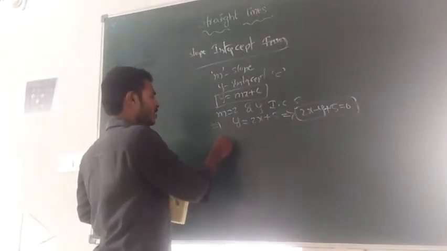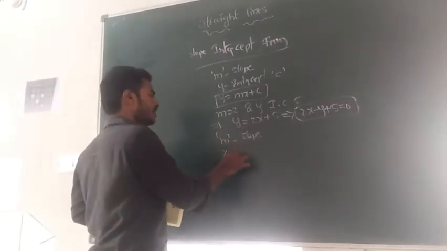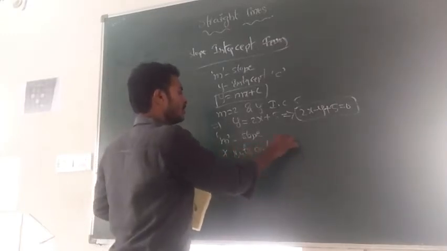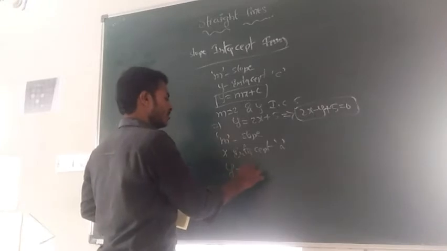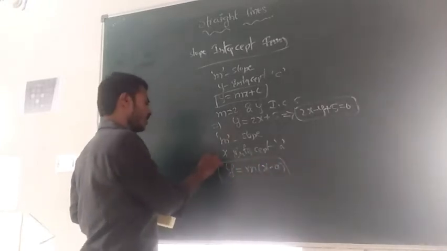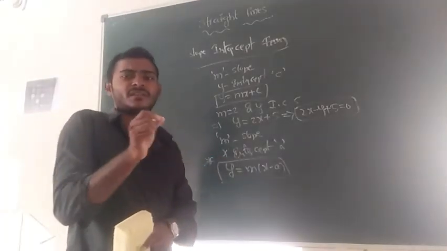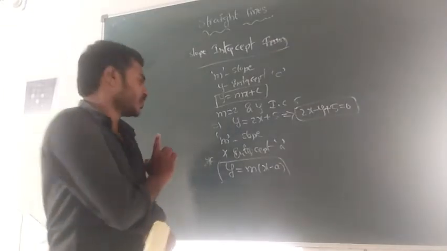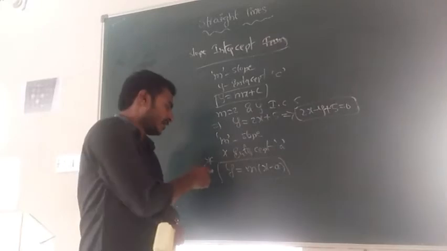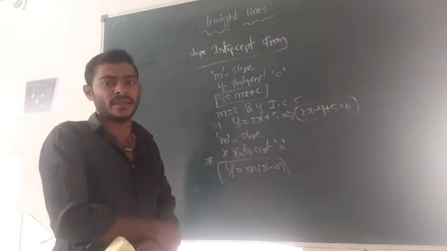And again the slope is m and the x intercept is a. Then the straight line is y equals m into x minus a. This case is very important, though we utilize it only in very rare cases. M is the slope and the x intercept is a, and the straight line is y equals m into x minus a.